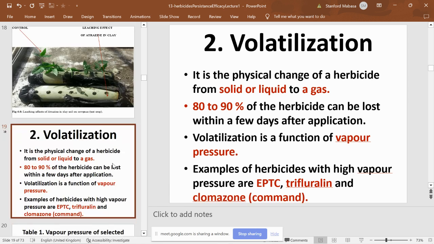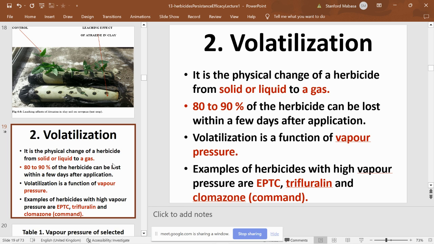Number two, volatilization, that is the loss of herbicides after spraying them to the soil. They can be lost in the atmosphere through a process known as volatilization. It is the physical change of a herbicide from solid or liquid to gas. 80 to 90% of the herbicide can be lost within a few days after application. Volatilization depends on vapor pressure.